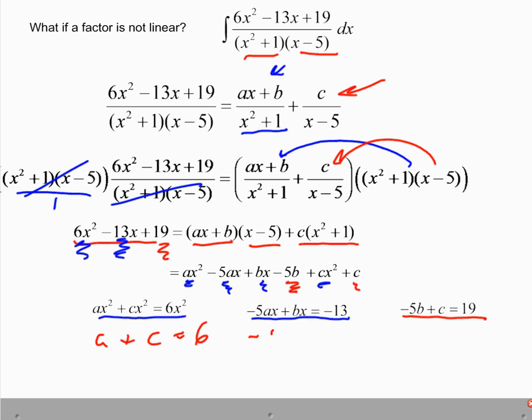I know that minus 5a plus b is equal to negative 13. And I know that, well, that's what I know right there. I don't have to do anything with that. So what I have is 3 equations with 3 unknowns. So we need to find those values for a, b, and c.